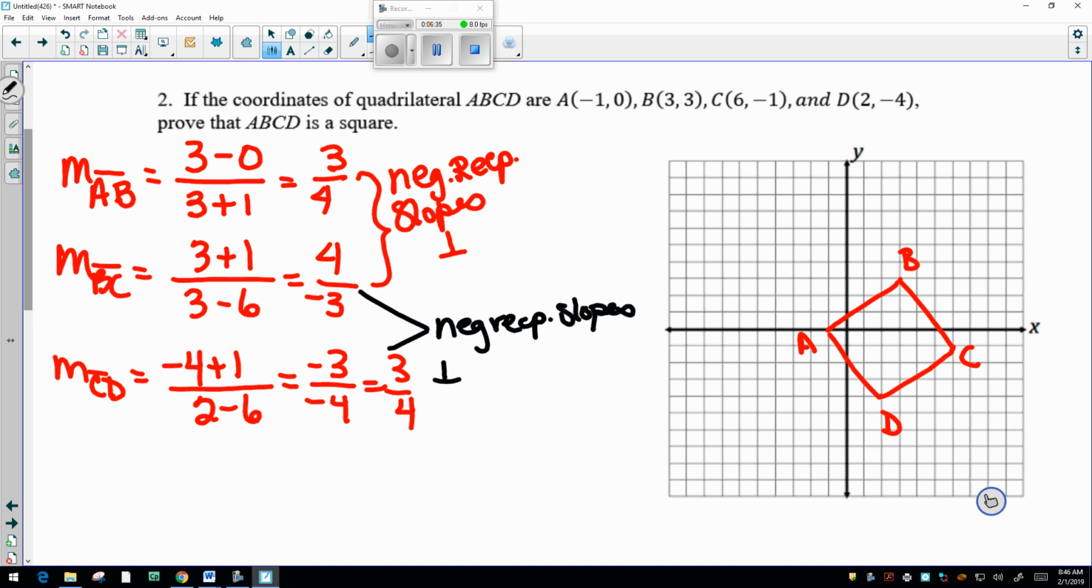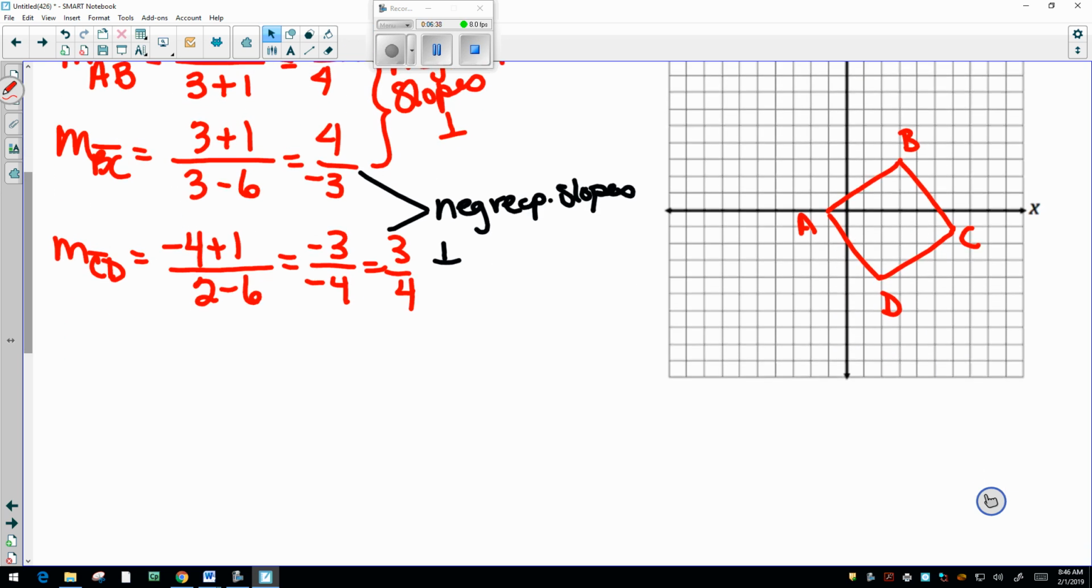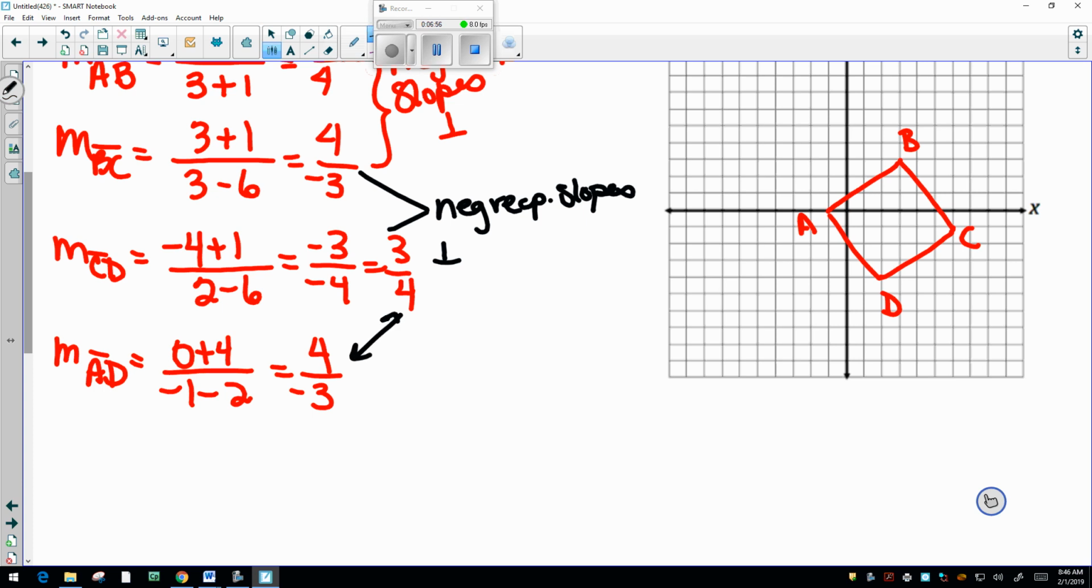And I have one more to go. I have the slope of AD, and for the slope of AD I have 0 minus a negative 4, and our denominator negative 1 minus 2. So this would get me, again, 4 over negative 3. And again, I can see that these guys have negative reciprocal slopes. So they have to be perpendicular.